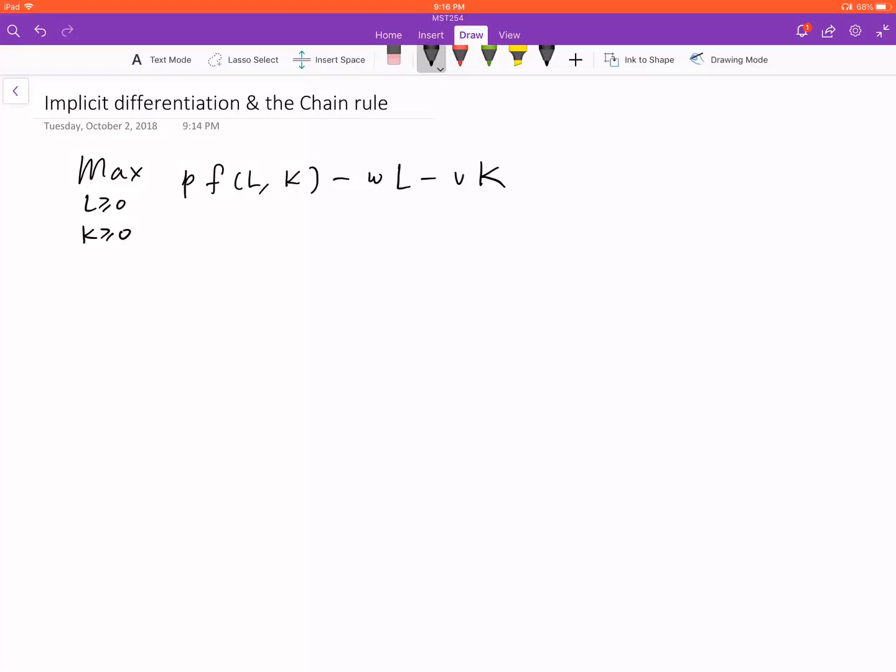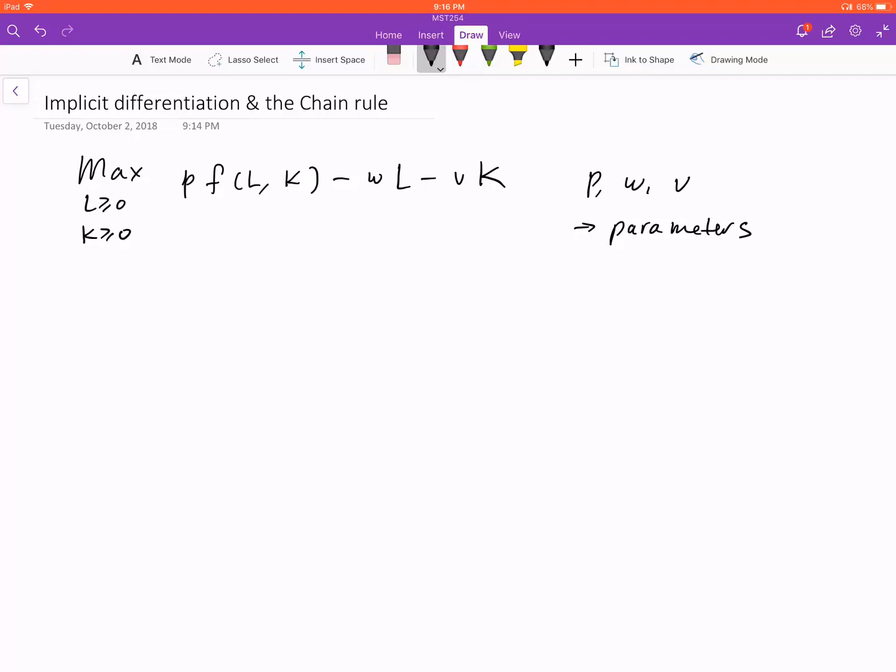All right, we are going to use this profit maximization problem to illustrate how we use implicit differentiation or the chain rule to find those comparative statics terms. So we have this standard profit maximization problem in a perfectly competitive market. Here we have P, W, and V. These are market parameters.